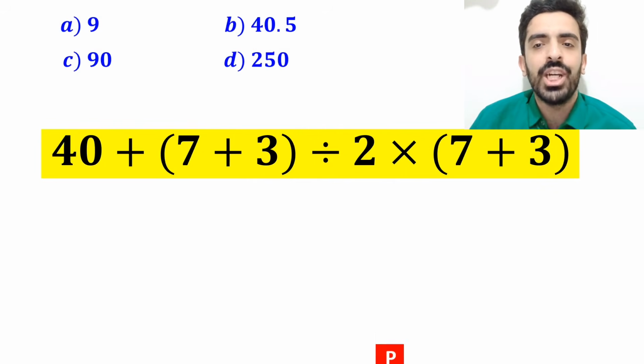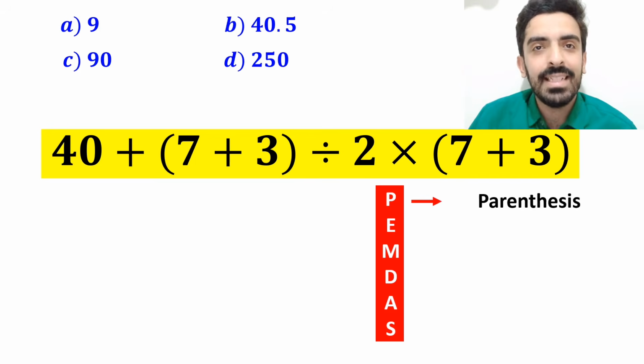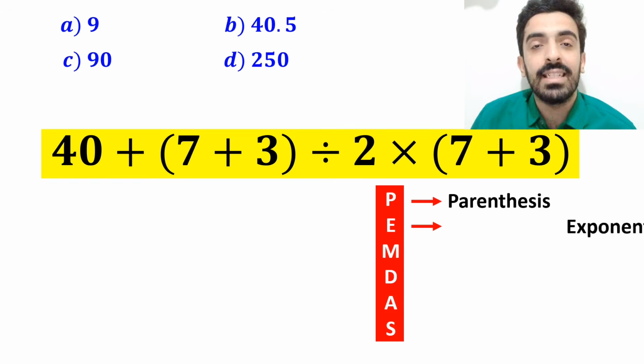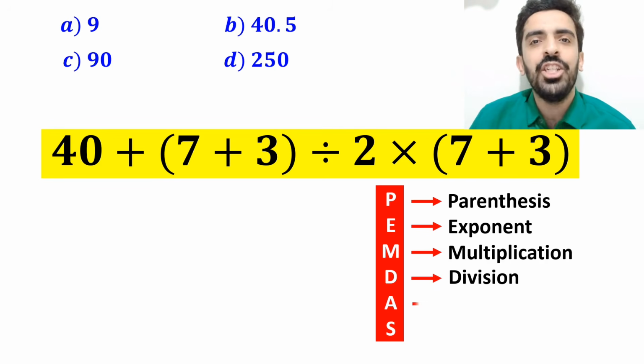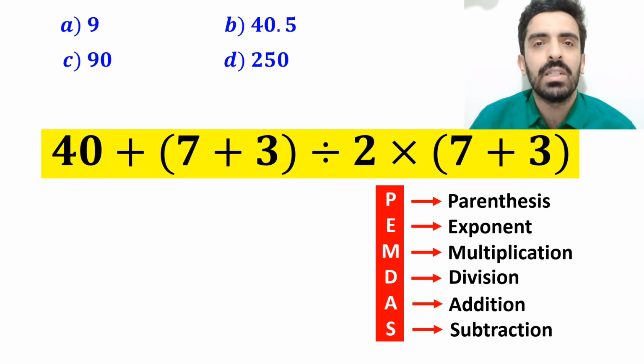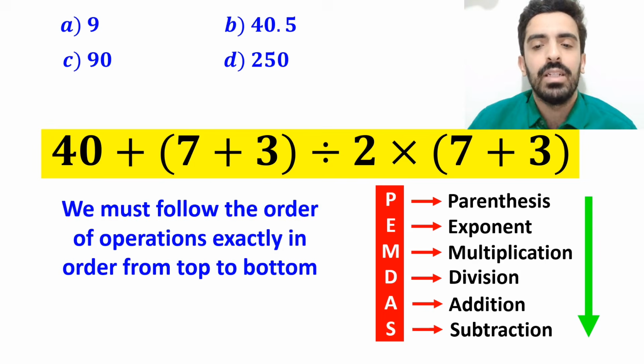To solve this question, we must follow the PEMDAS rule step by step. In this rule, P stands for parenthesis, E stands for exponent, M stands for multiplication, D stands for division, A stands for addition, and S stands for subtraction. We must follow the order of operations exactly in order from top to bottom.